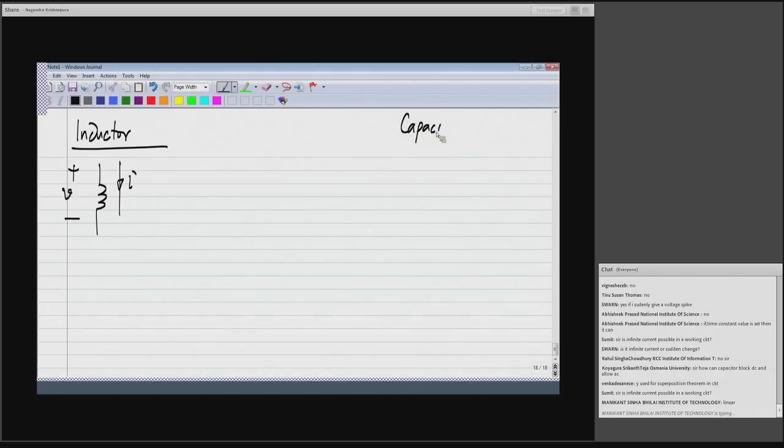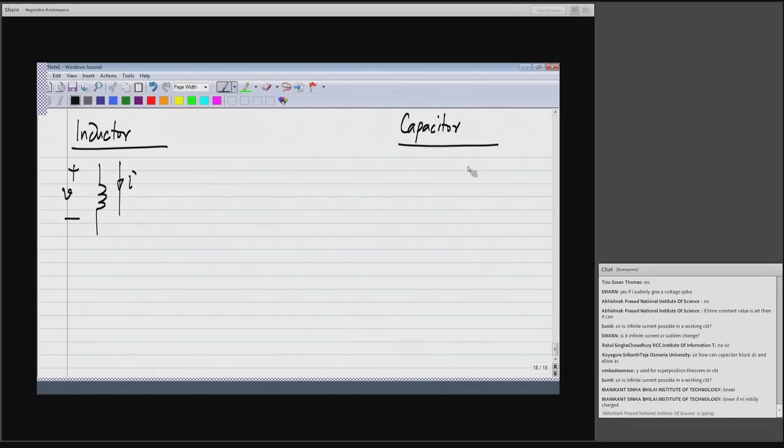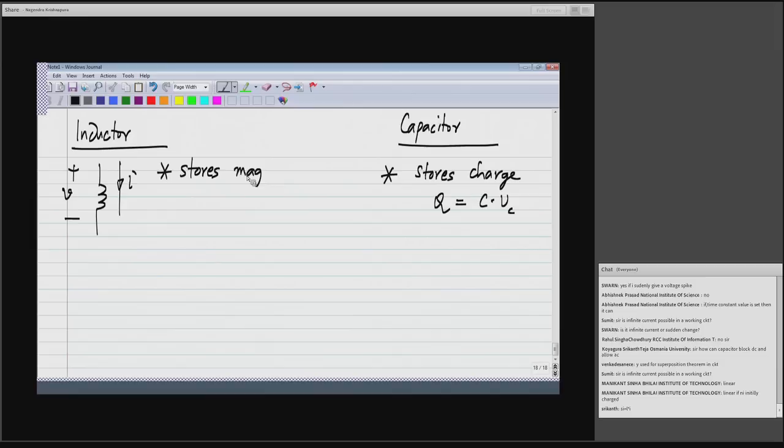Now it turns out that the inductor and capacitor are dual elements of each other. What does the capacitor do? We already discussed that. It stores charge, and the amount of charge is C times the voltage across the capacitor. In case of an inductor, it also stores something. It stores energy in the form of magnetic field. A capacitor stores energy in the form of the electric field between the plates. This stores magnetic flux.